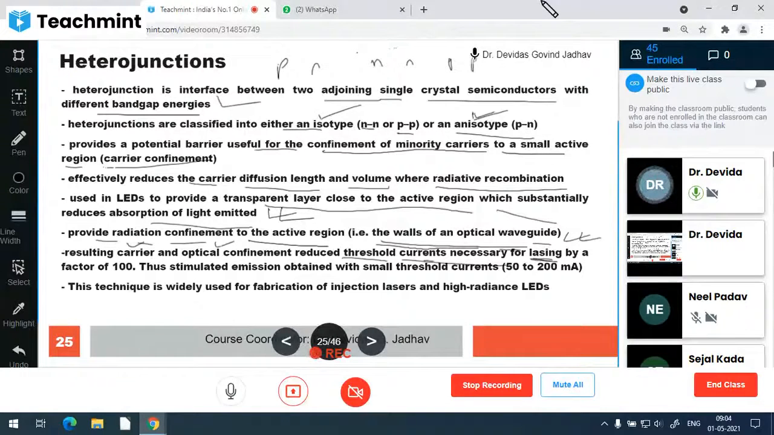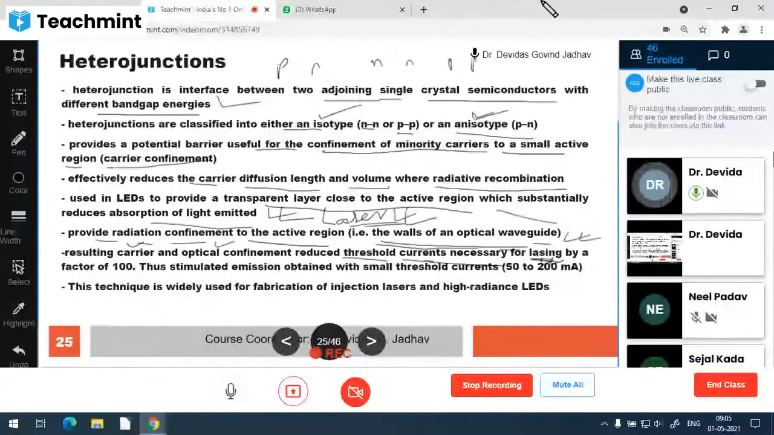Now this lasing has become the verb. Laser is actually the short-form acronym of light amplification by stimulated emission of radiation. So now, whenever we use this term laser many times, it has become an action, it has become a verb. So lasing action, laser action is called lasing action. So lasing takes place at very low threshold current.